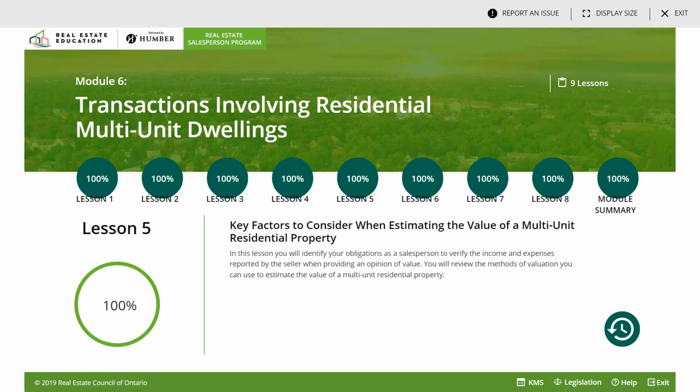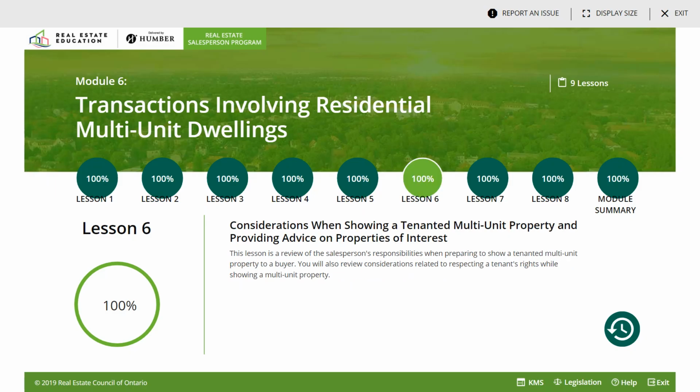Okay, sounds good. Moving on to lesson 6. Considerations when showing a tenanted multi-unit property.